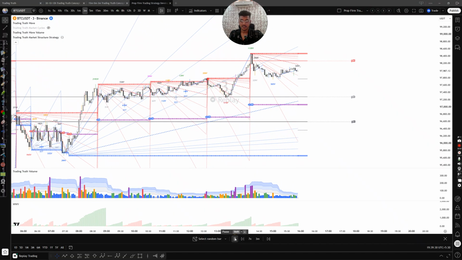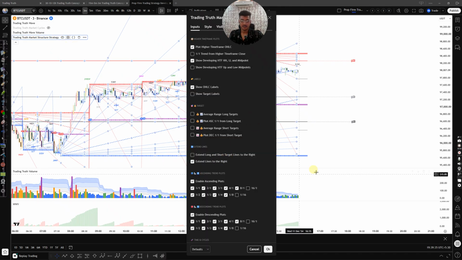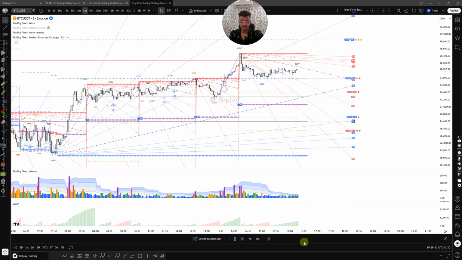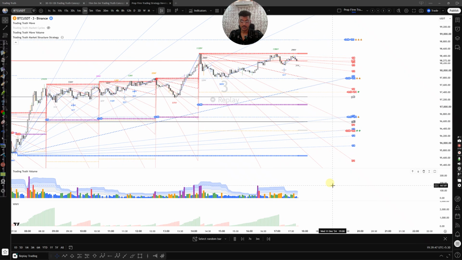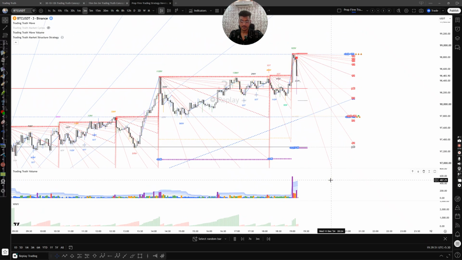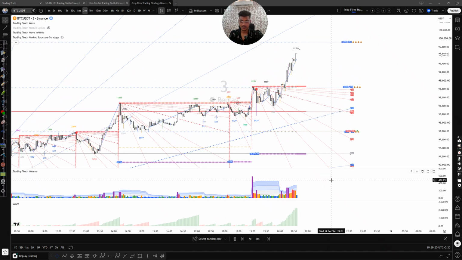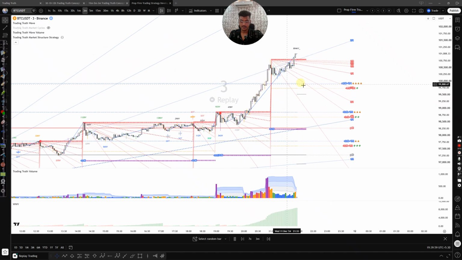Bullish divergence. Let me extend these lines. Long short target, their levels. So TP2 got hit. We're waiting for TP3. TP3 also got hit. TP4 as well. So the day is complete.